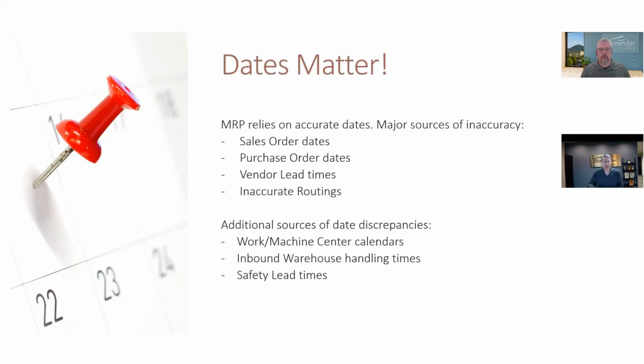And just below, I wanted to point out a few additional sources where date discrepancies can come into play and maybe confuse people. There are some system-wide settings, like warehouse handling times that are maybe not often used, or safety lead times that might have been entered into the system and are no longer accurate. That can cause your dates and your planning to go off in unanticipated directions.